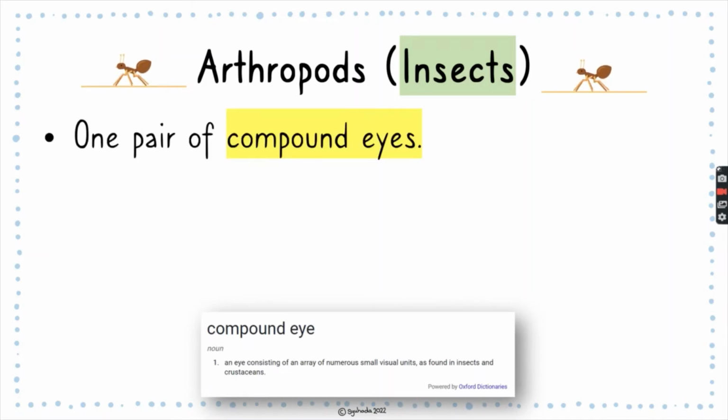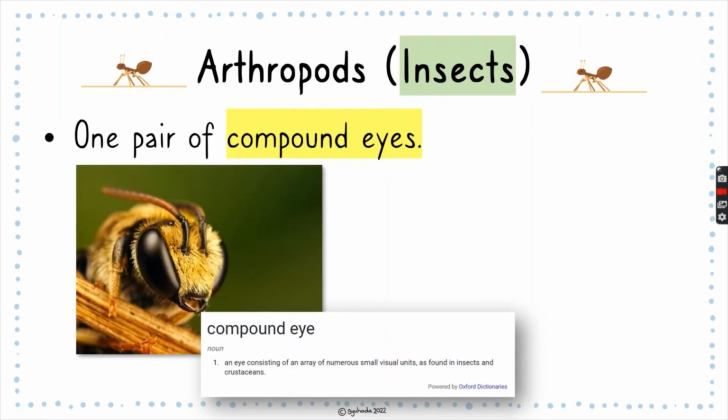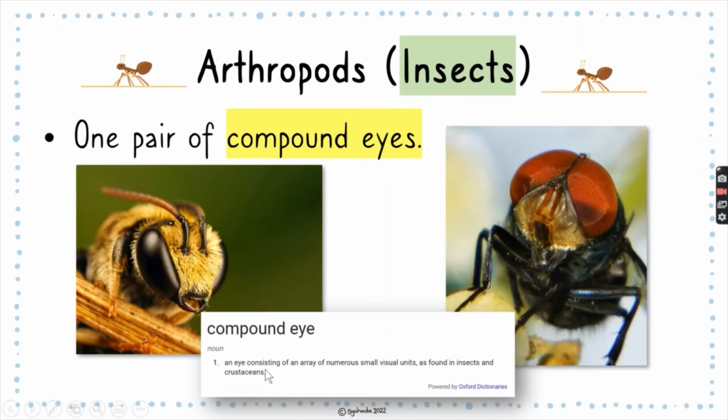Arthropods, like insects, have 1 pair of compound eyes. Compound eyes means that they consist of an array of numerous small visual units. So these are what we mean by compound eyes. They're made of little tiny, even tinier parts, but they are joined as one.